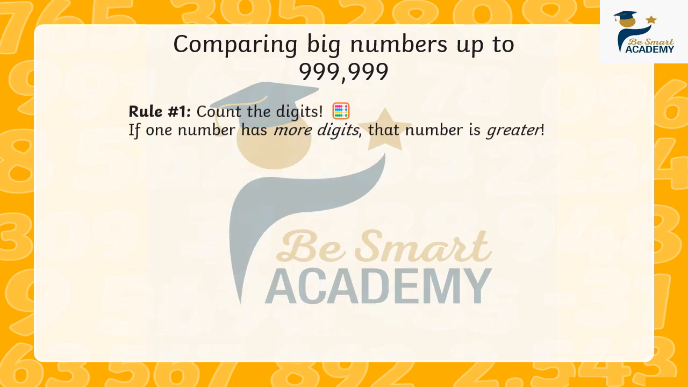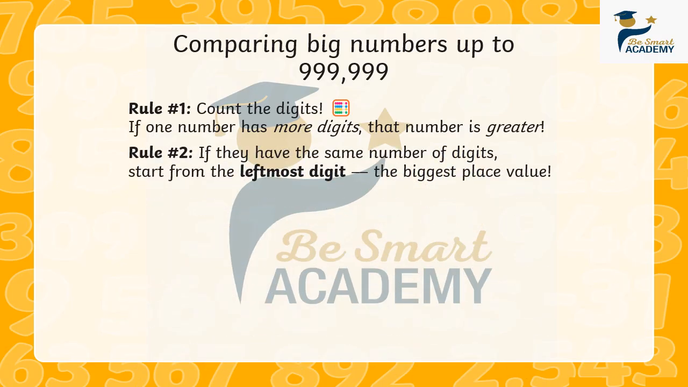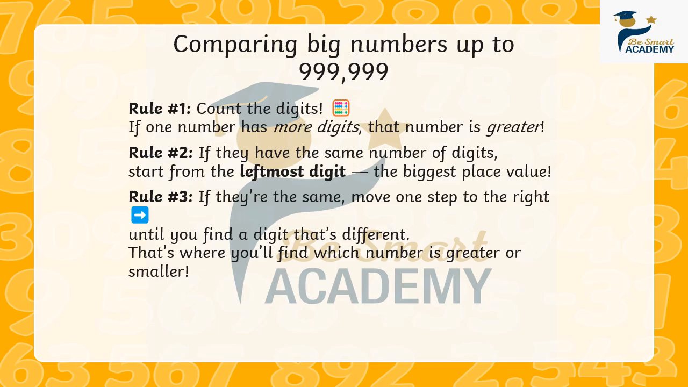Rule number one, I need to count the digits. If one number has more digits, then that number is greater. Rule number two, if they have the same number of digits, I need to start comparing from the leftmost digit, meaning the biggest place value. Rule number three, if they are the same, I move one step to the right until I find a digit that is different. That's where you'll find which number is greater or smaller.